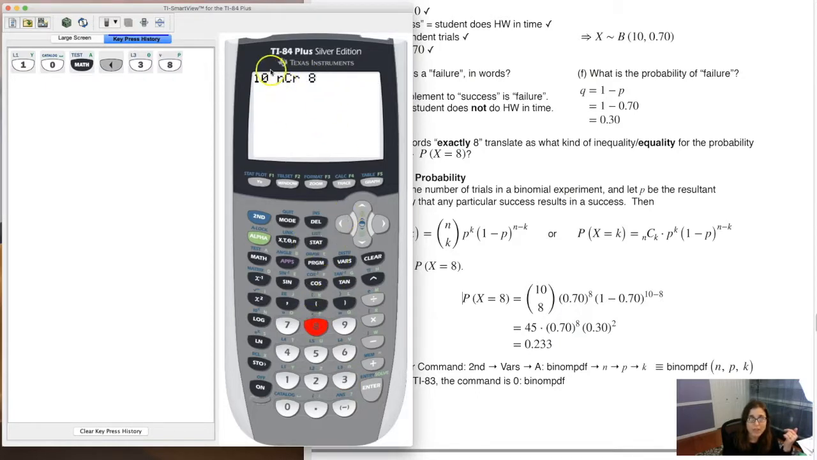So what I'm saying is, out of 10 students, can you list for me how many combinations of 8 students there could be if I had 10 total? So when I hit this number, you're going to see it's 45.